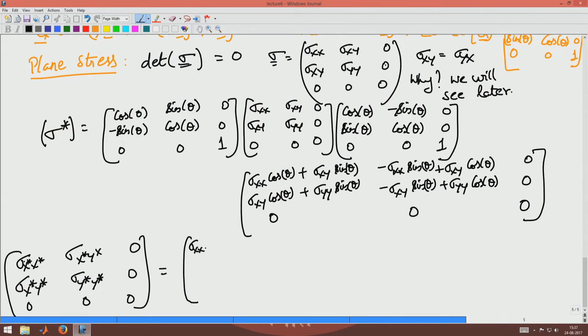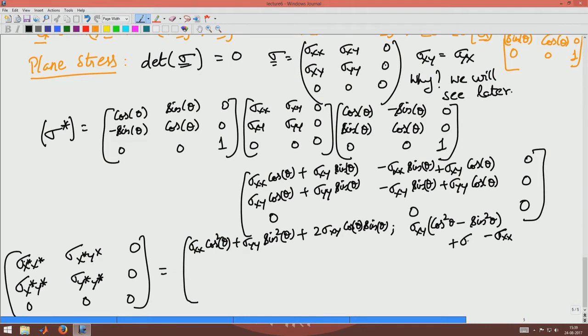sigma xx cos square theta plus sigma yy sin square theta plus 2 times sigma xy cos theta sin theta. That will be the first term. The second term would be this multiplied with this column. So, that will be sigma xy into cos square theta minus sin square theta, plus sigma yy minus sigma xx into cos theta sin theta. And the third component is going to be 0.